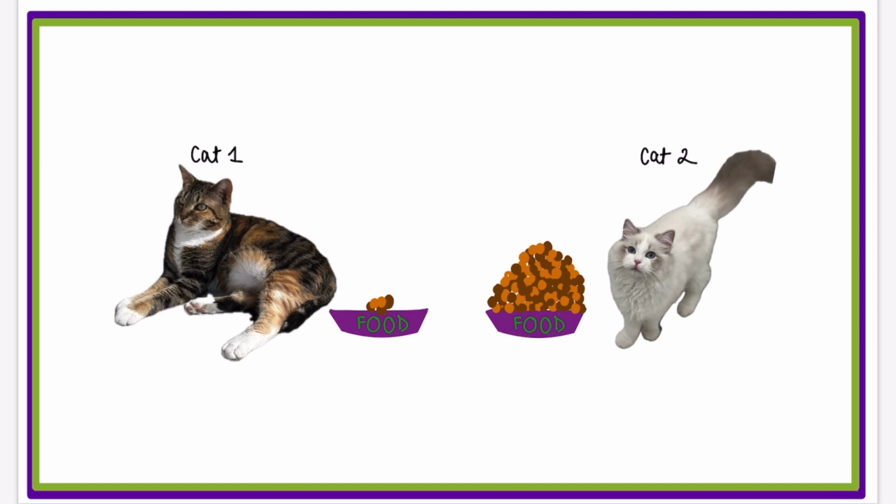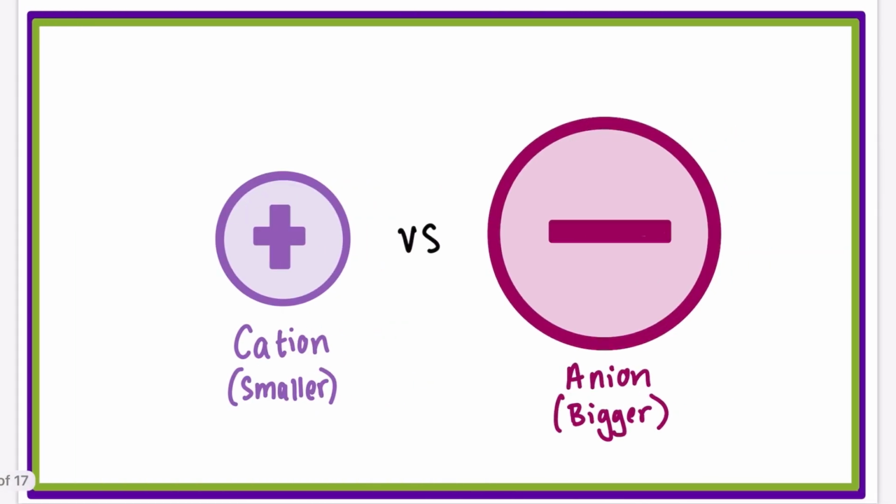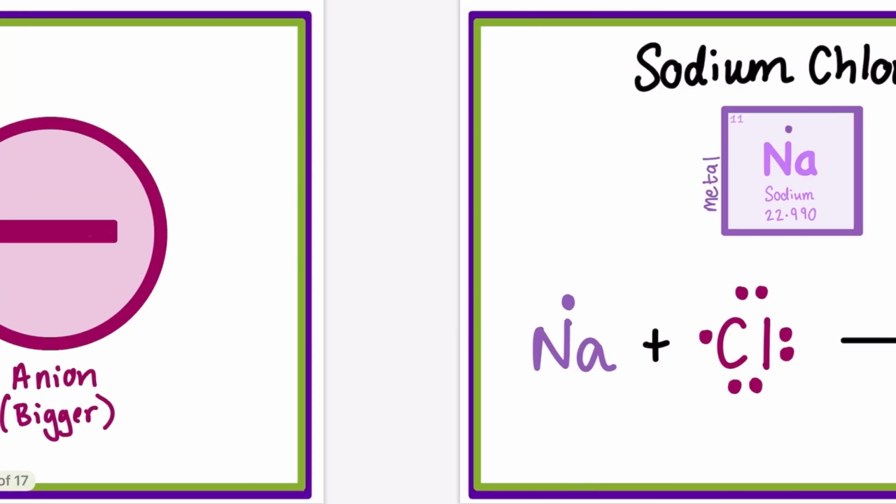On the other hand, Cat 2 has a lot of food left in his bowl, but is willing to eat more because he loves food. So when Cat 1 donates its remaining food to Cat 2, he becomes bigger and chunkier with a fuller belly, just like an anion, which is way bigger than a cation.